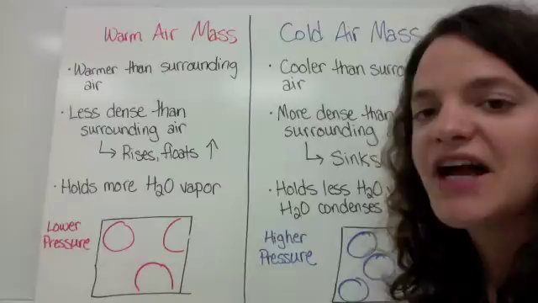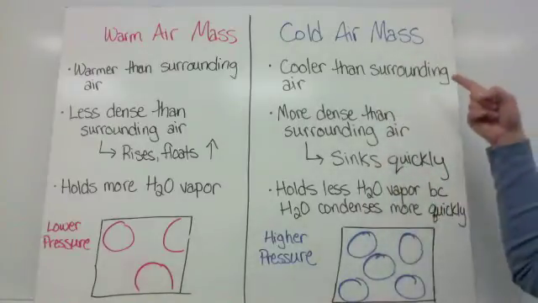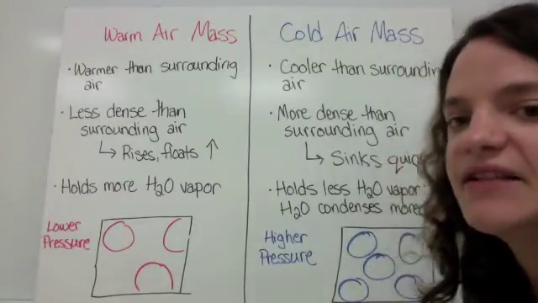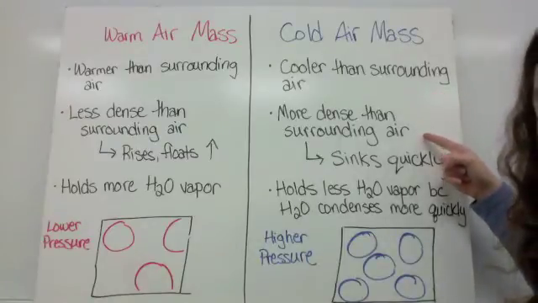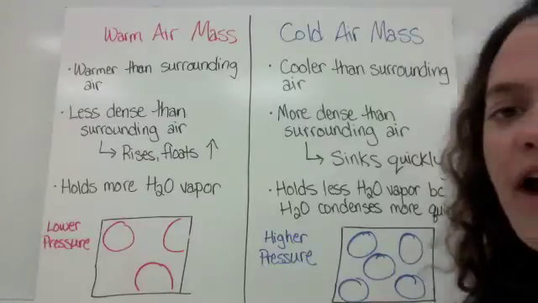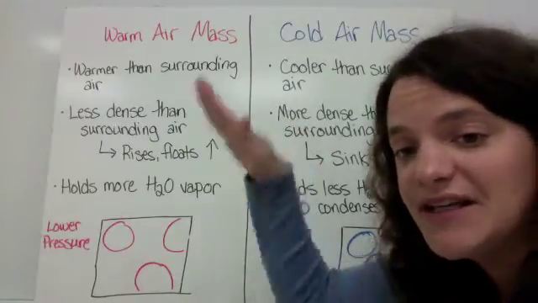Okay. In contrast, let's take a look at a cold air mass. So a cold air mass is cooler than the surrounding air. It's also going to be more dense than the surrounding air, and because it's more dense, it's going to sink quickly.